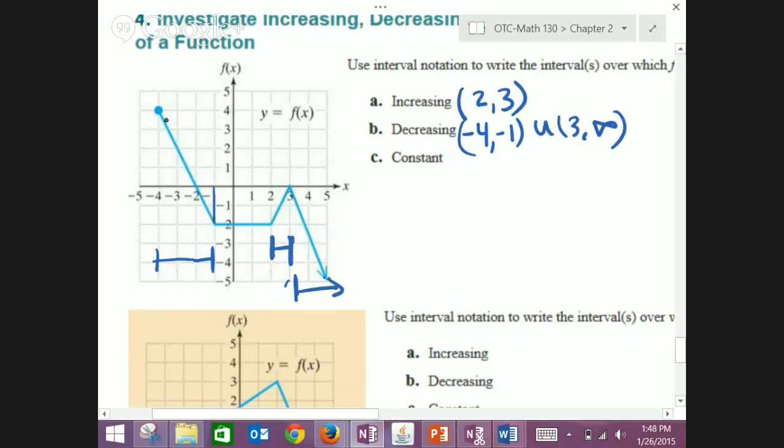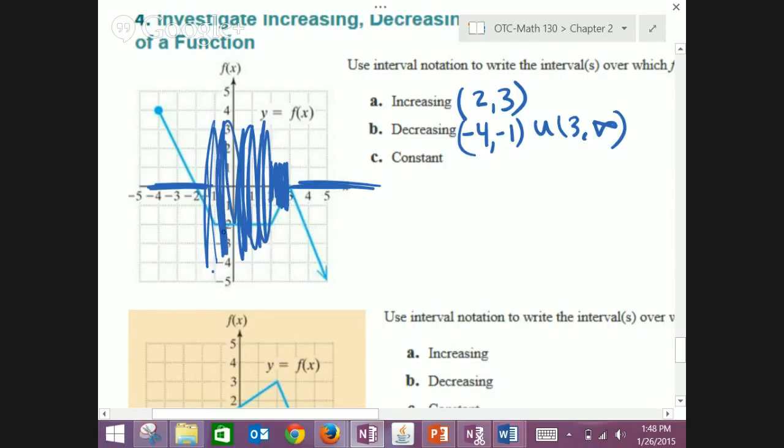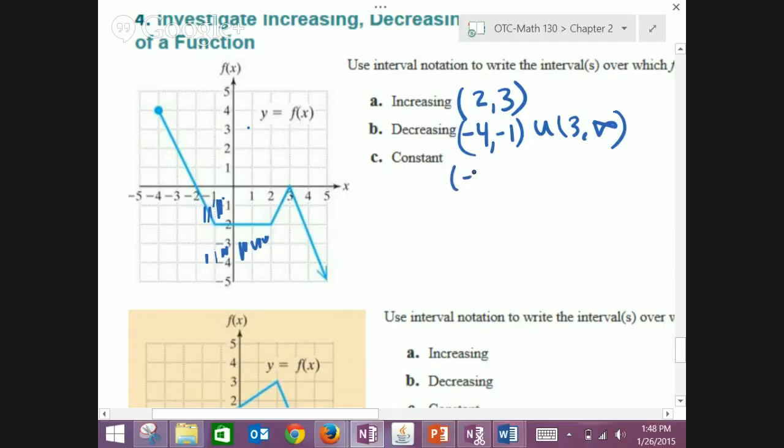Oh, you wouldn't put minus 2 though. No. Are you talking about this? This is the value of the function at that point. But for increasing and decreasing functions, you only look at the domain, right? I'm decreasing here and here, right? I'm increasing here, and I'm constant from -1 to 3. So I'm constant from -1 to 3. Huh? -1 to 2. Thank you. -1 to 2.